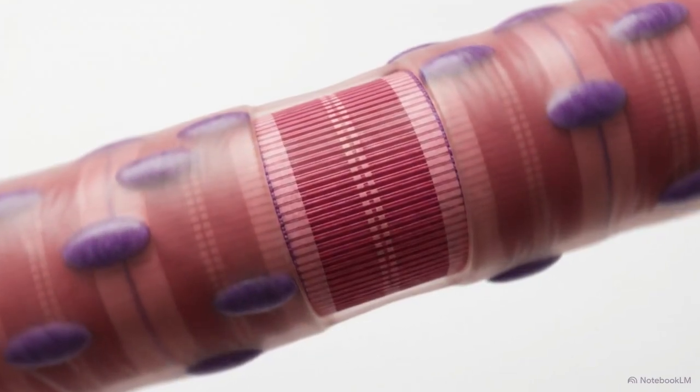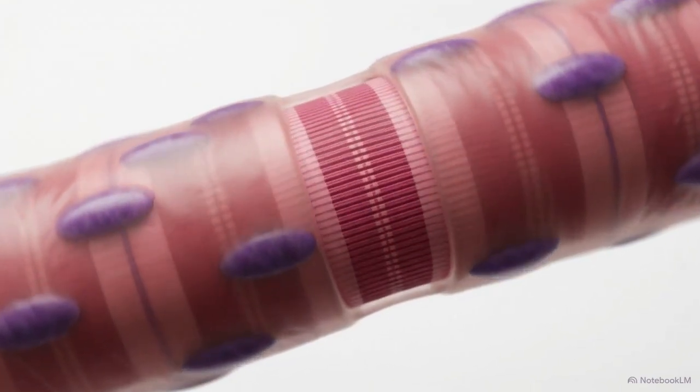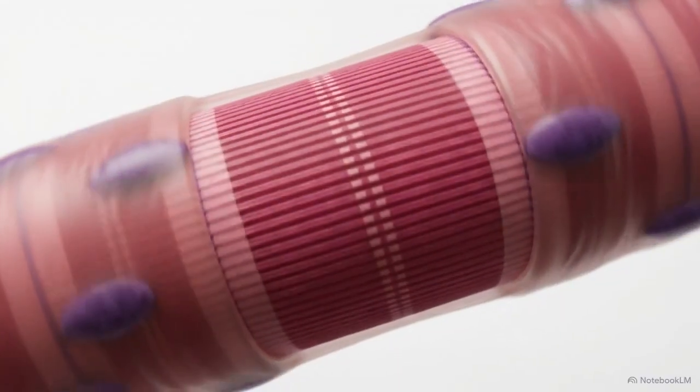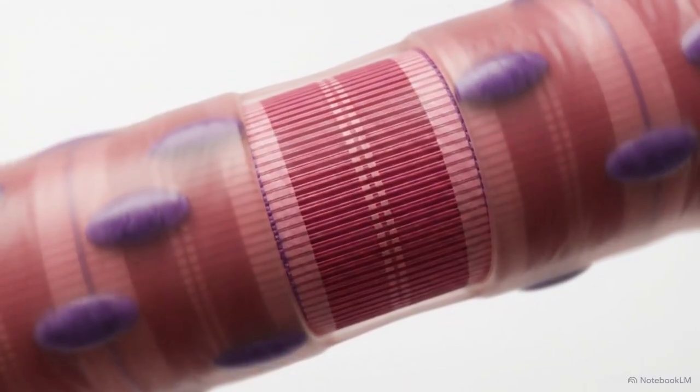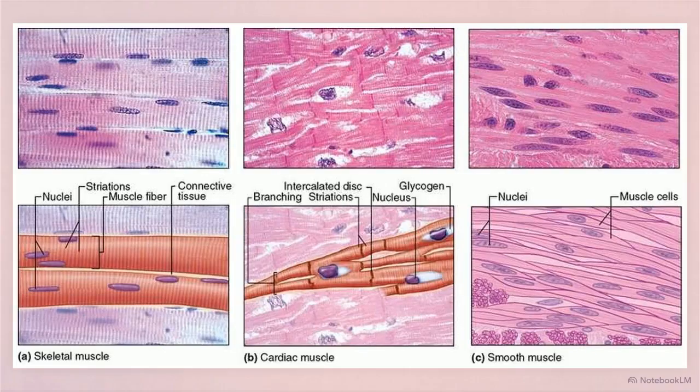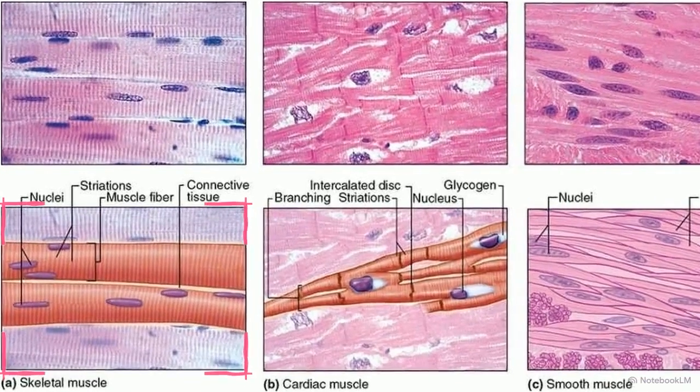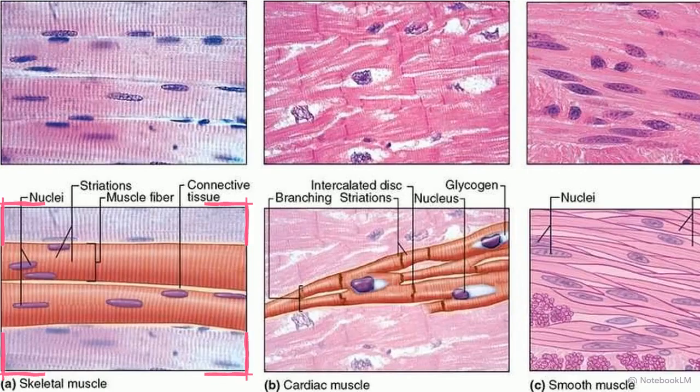Mapping tissue ultrastructure is the direct route to clinical pathology. Every symptom begins as a structural failure at the microscopic level. This tri-split macrograph displays skeletal, cardiac, and smooth muscle. In panel A, skeletal fibers appear as massive, cylindrical cells with prominent cross striations.